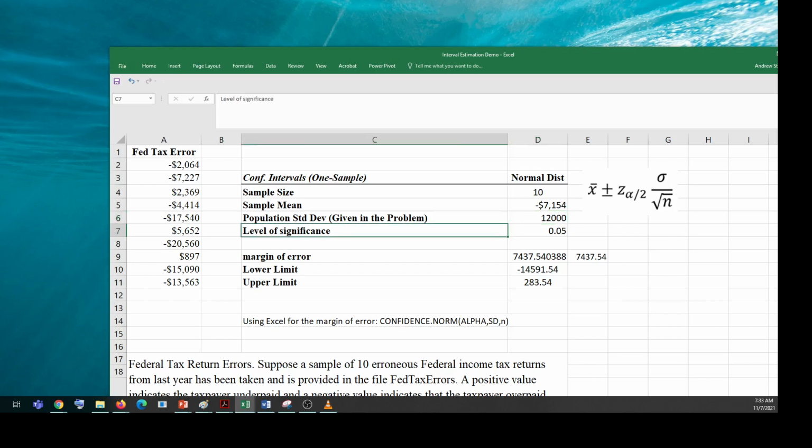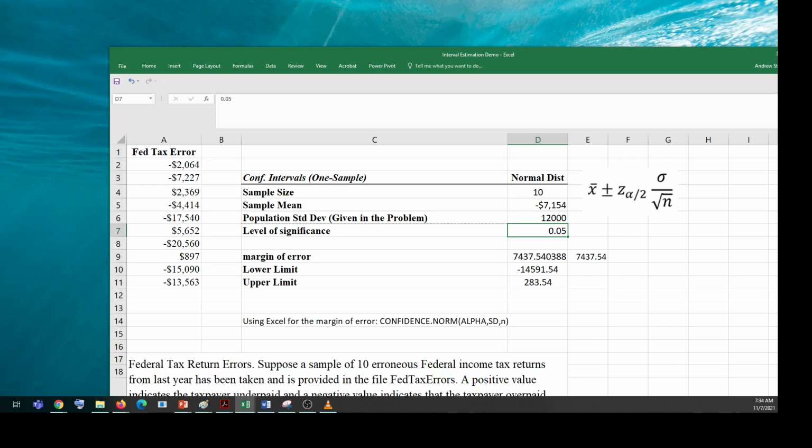In terms of level of significance, we know that's 5% because the confidence level is 95%, right? And remember, confidence level is 1 minus alpha, and alpha is the level of significance. If our confidence level was 90%, then for level of significance, we'd have to use 10%. Let's get to the margin of error now.